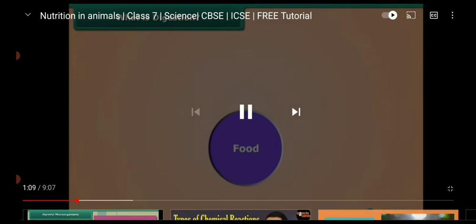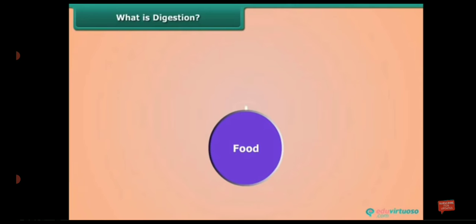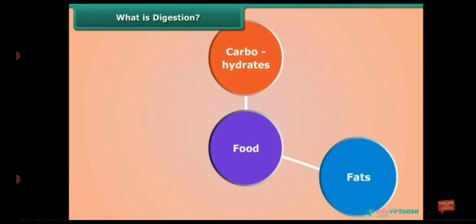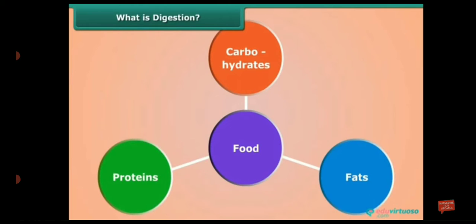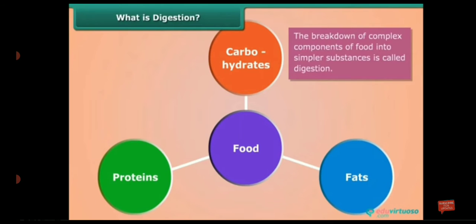We all know food is made up of complex substances like carbohydrates, fats, and proteins. We can utilize these substances only when they are broken down into simpler substances. The breakdown of complex components of food into simpler substances is called digestion. Let us study digestion in human beings.